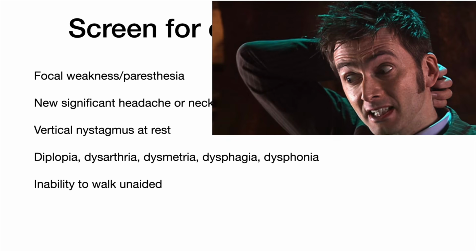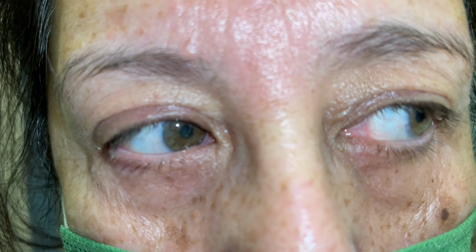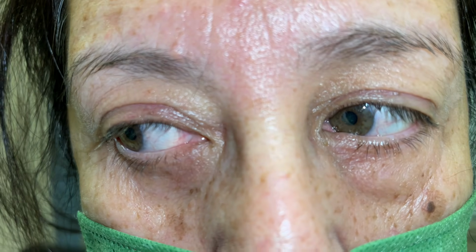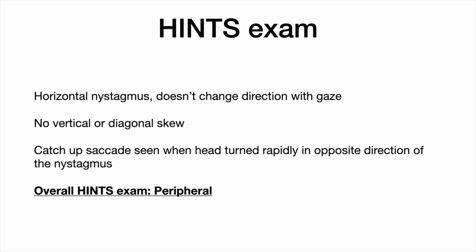I can tell you that this patient did not have any central features, so I went ahead and performed the HINTS exam on her. As we saw before, she does have spontaneous nystagmus, and when she looks to the left, the nystagmus increases a bit, and when she looks to the right, it goes away. So it doesn't change direction with gaze. She has no vertical or diagonal skew, and she has an abnormal head impulse test when her head is turned rapidly to the right. The second one was in slow motion. So every part of the HINTS exam gave peripheral results, which means she has right vestibular neuritis.